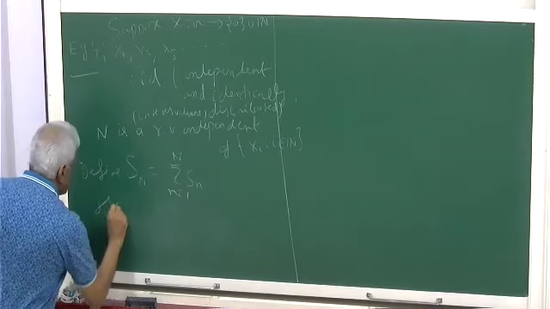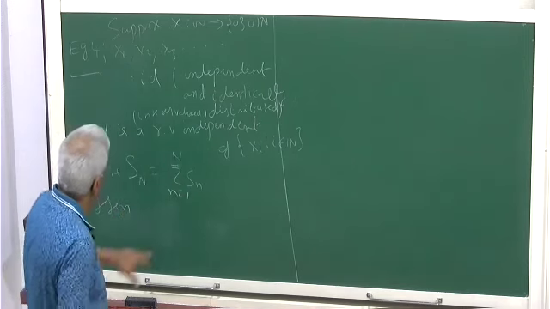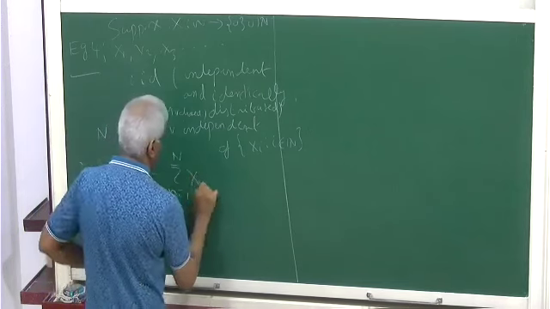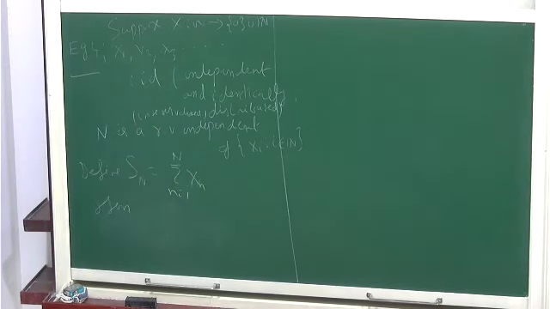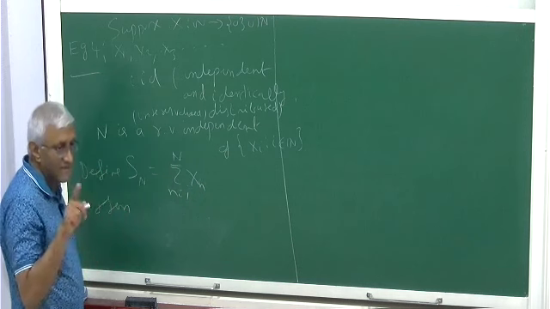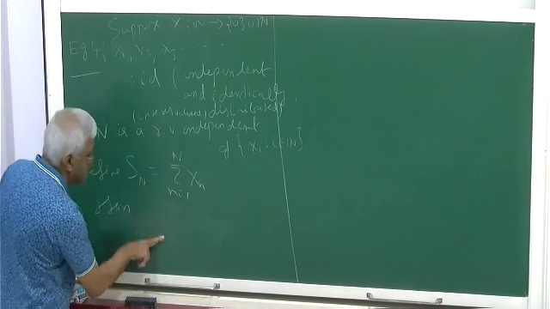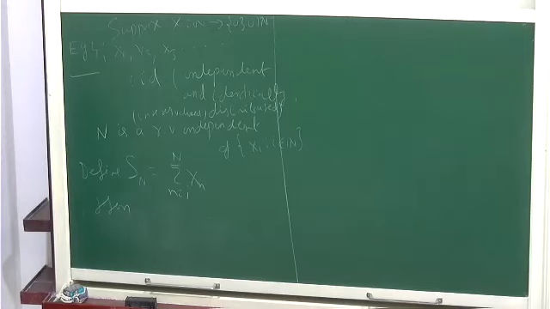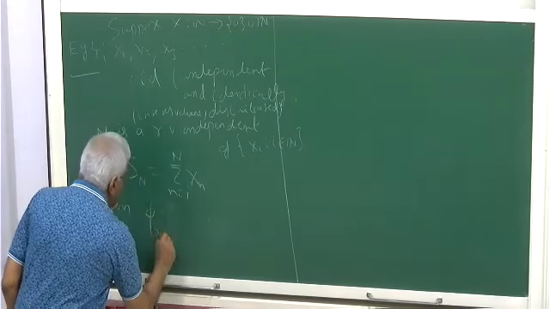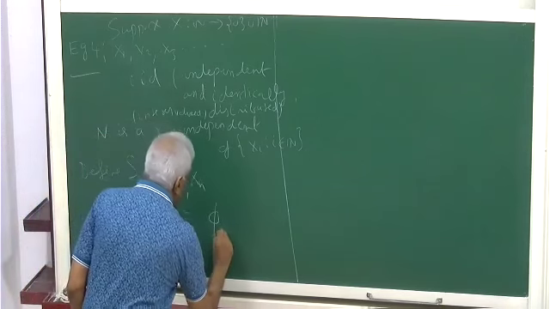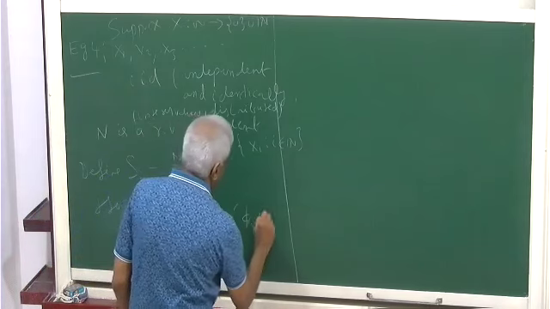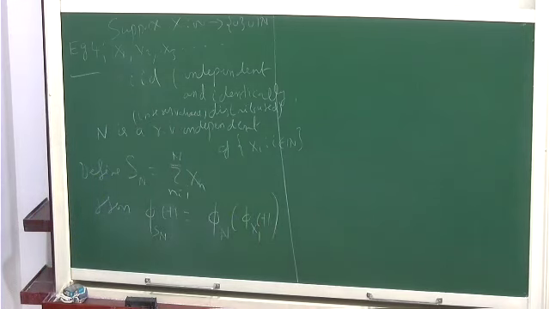Sorry, X_N. There is no small s. Small s_n means the sum up to n. Basically this is n, but here the N is also varying. That's all. Then phi_{S_N} at t equals phi_N at phi_{X_1} at t. It's just composition, not multiplication. Composition of functions. I will prove this.